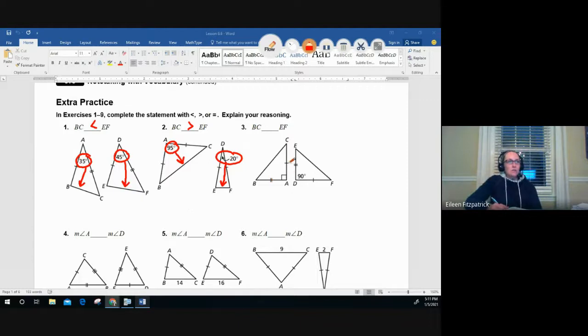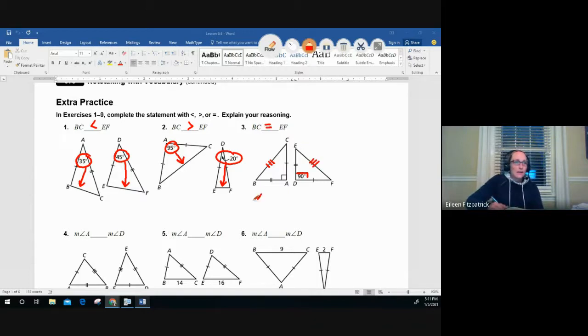Side, angle, side, angle, side. This time, notice the angles are congruent. Well, aren't the triangles congruent by side, angle, side congruency? So BC is equal to EF.